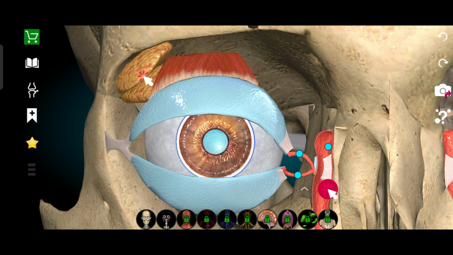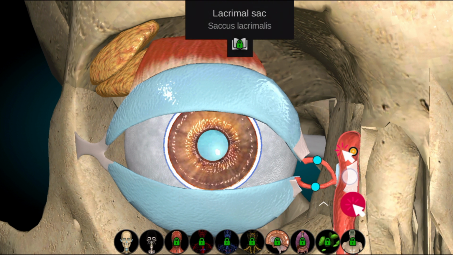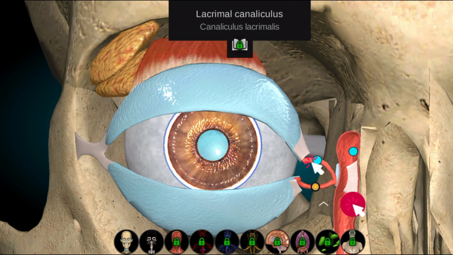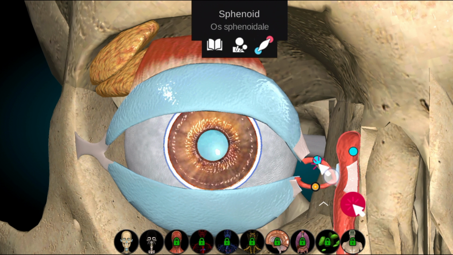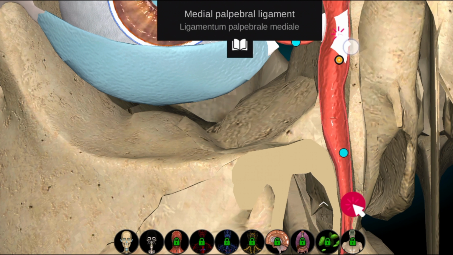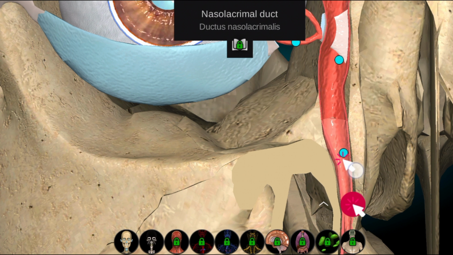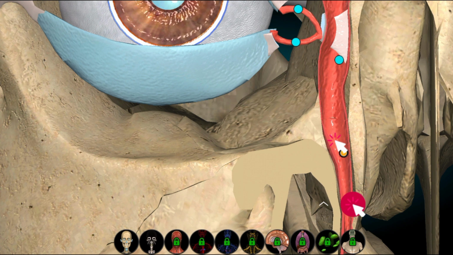The lacrimal apparatus is basically composed of the lacrimal gland, the carunculus, puncta, lacrimal canals, lacrimal sac, and nasolacrimal ducts. These are the structures of the lacrimal apparatus, and these are the lacrimal canaliculi. This is the lacrimal sac, and from the lacrimal sac there will be the lacrimal duct. This forms the nasolacrimal duct, which is responsible for taking the lacrimal secretion away to the nose.